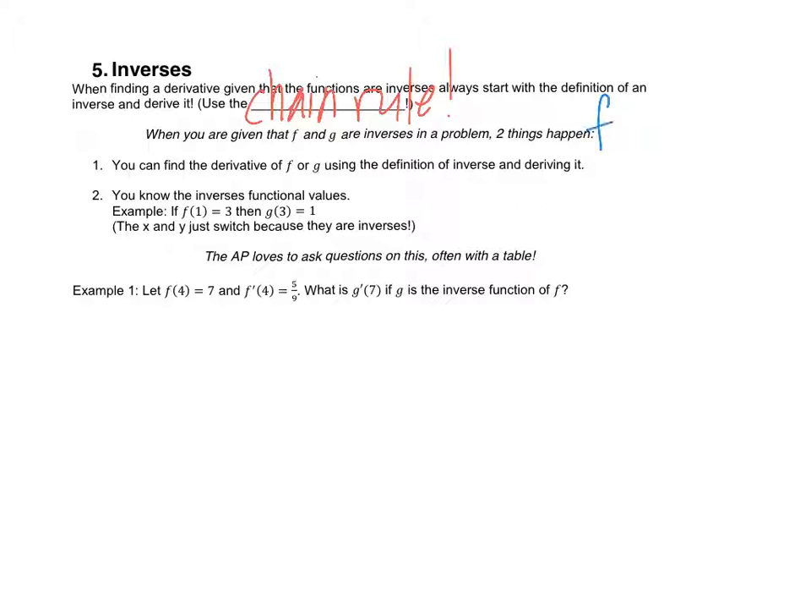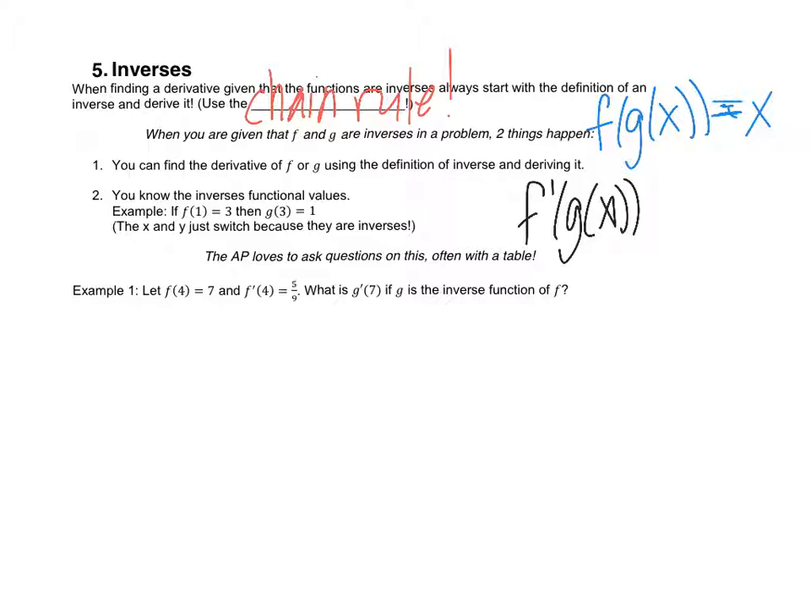So f of g of x is equal to x if f and g are inverses. And that could be written a different way. That could say g of f of x, whichever one you want can go on the outside, as long as they're inverses. Now, in order for me to find the derivative, knowing that f and g are inverses, I can take the derivative of f of g of x equals x. So that f of g of x, that's a chain rule there. So I have the derivative of the outside, f prime, keep the inside the same, g of x, times the derivative of the inside, g prime of x, is equal to the derivative of x, which is just 1.